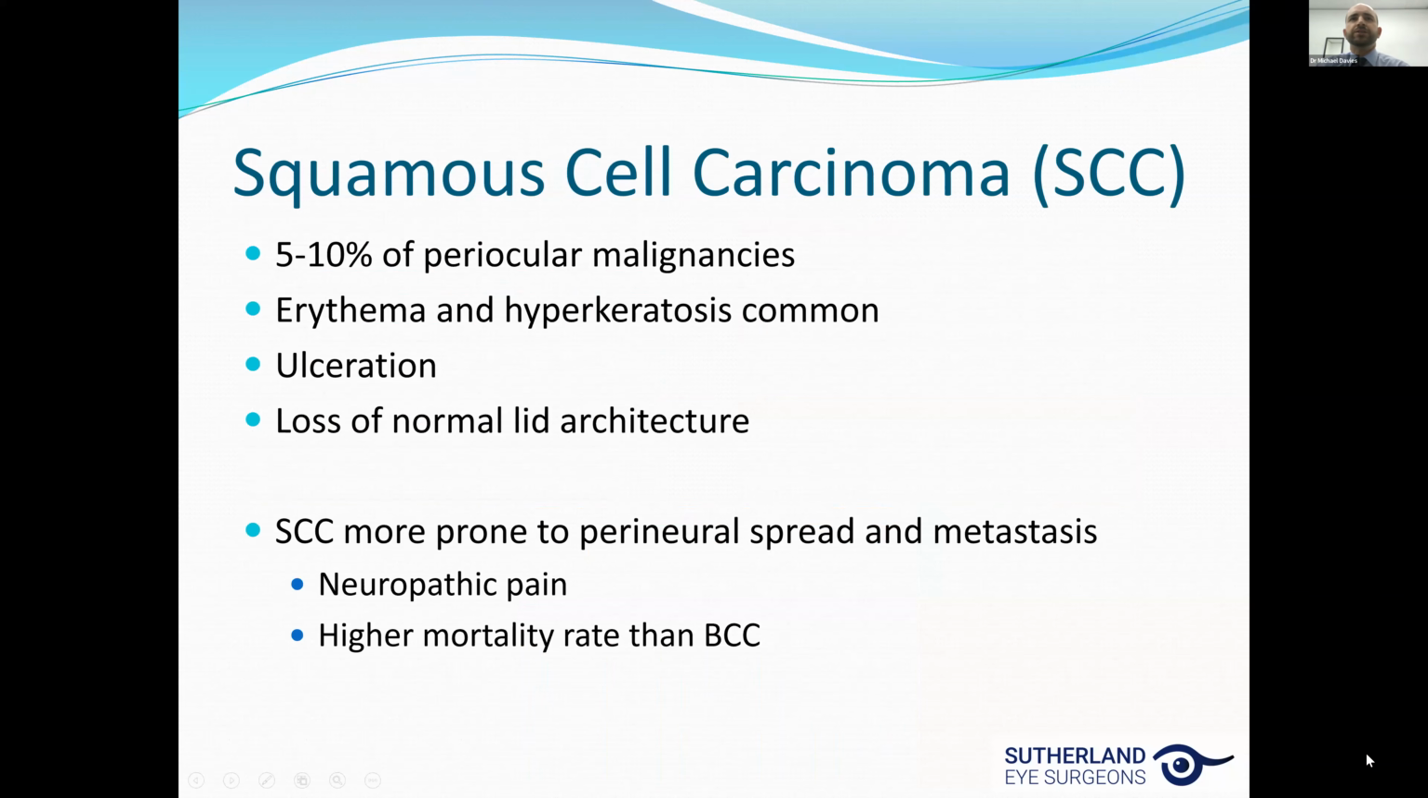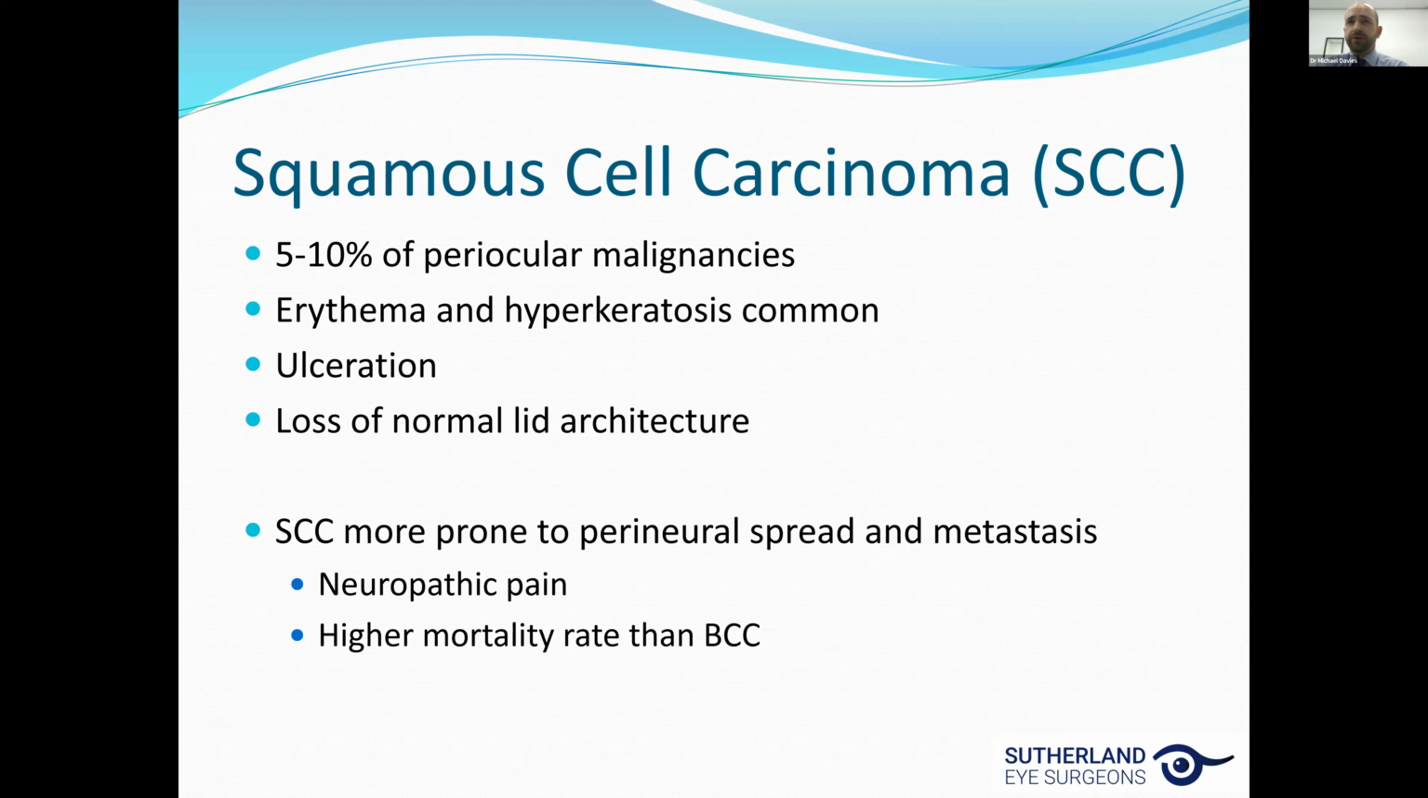Squamous cell carcinoma, so this is about 5 to 10% of periocular malignancies. Classically, they'll present with erythema and hyperkeratosis, often have the same sorts of features as the BCCs can have, so ulceration, loss of normal lid architecture. The biggest prognosticator is the grade of the tumour, which is determined histologically.